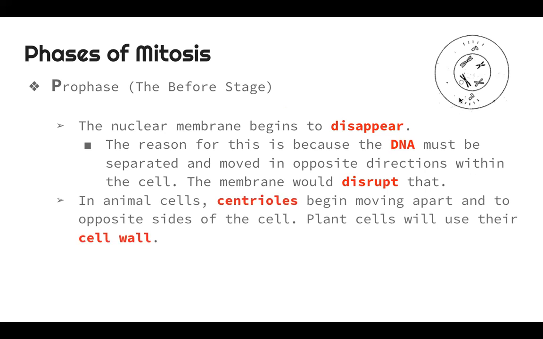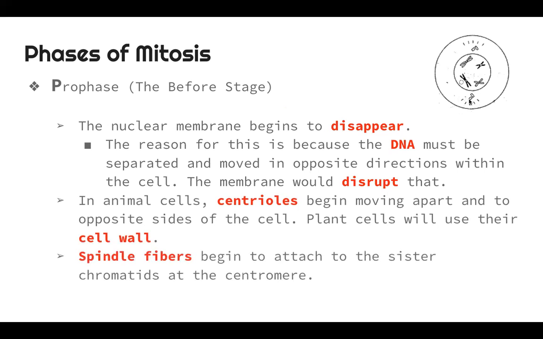In an animal cell, the centrioles are going to begin moving apart as well. Plant cells don't have centrioles. These right here are my centrioles, okay? So those are gonna move to opposite sides of the cell. In a plant cell, they're going to use the cell wall instead of centrioles. So spindle fibers will begin to attach the sister chromatids at the centromere. So they're going to form like little strings that attach to the centromere of each of the chromosomes, from the centriole to the centromere.